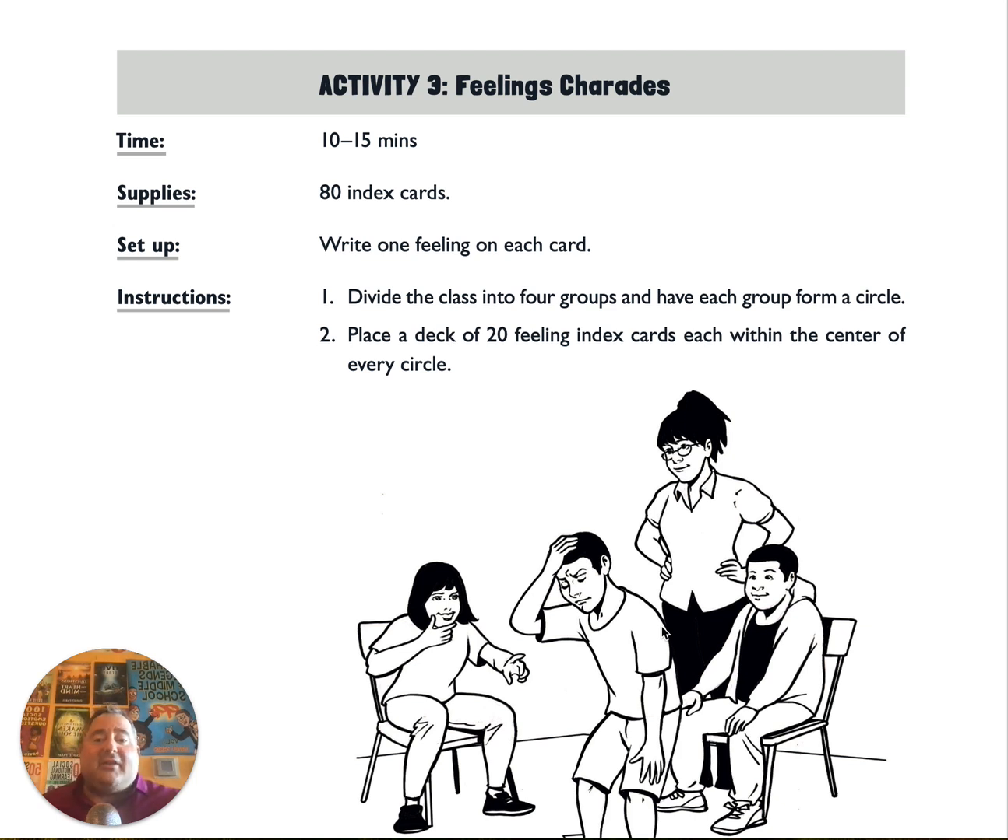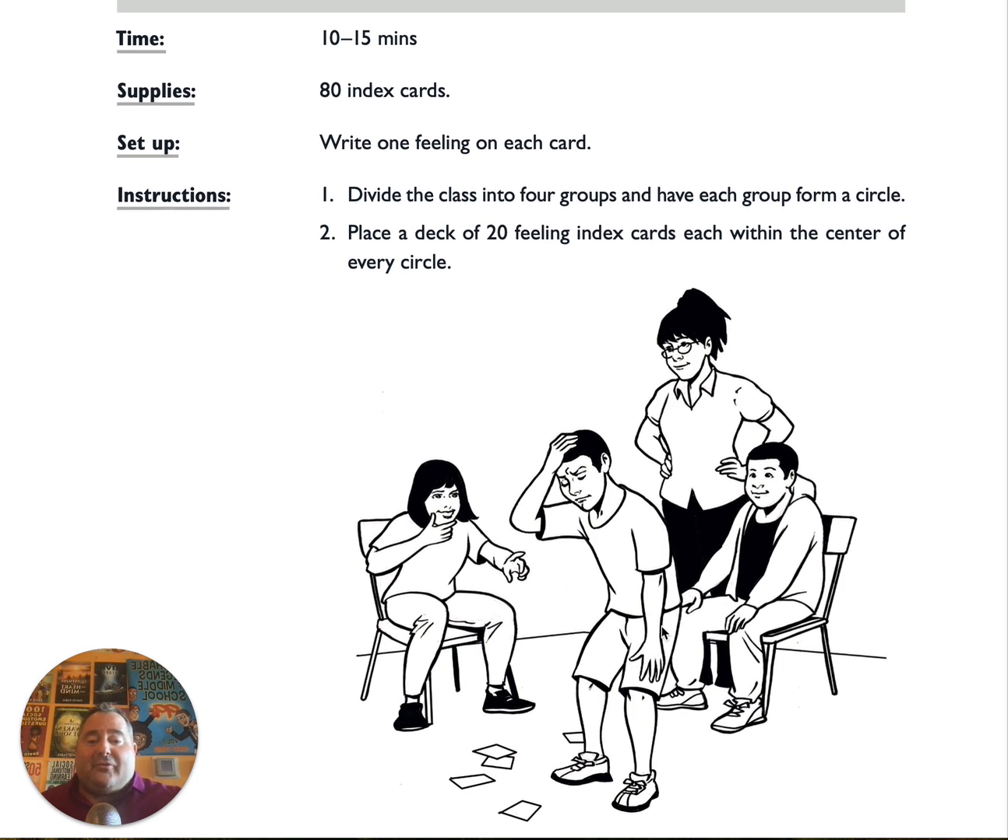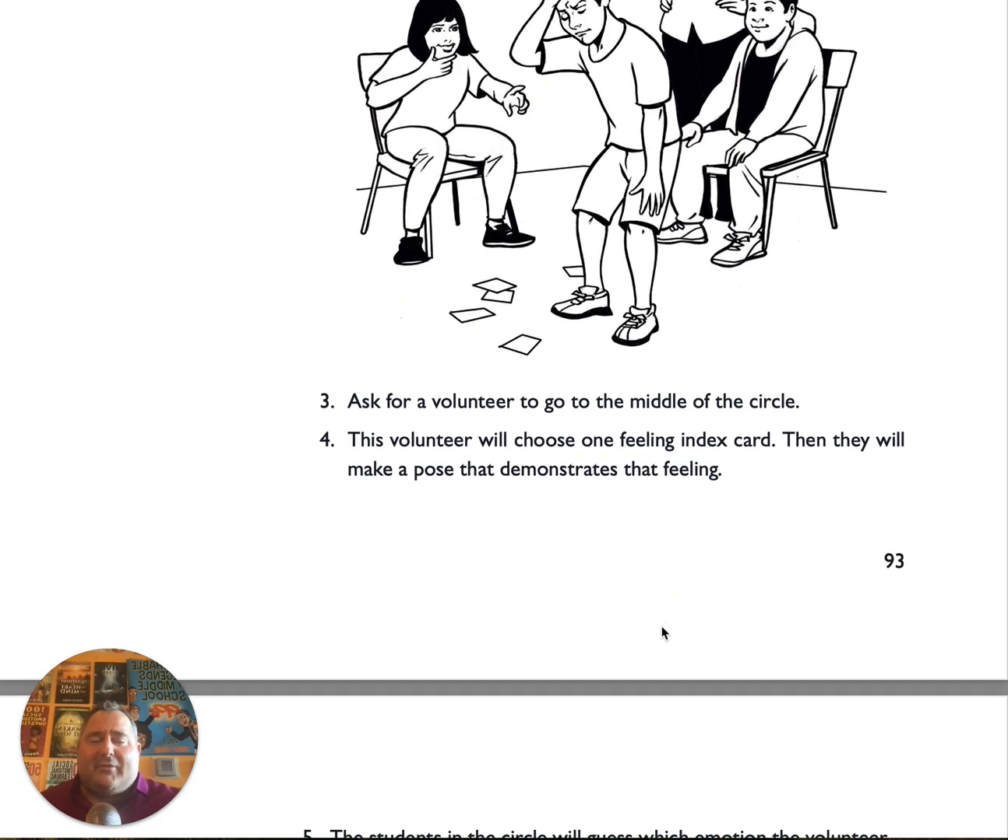And divide the class then into 4 groups and have each group form a circle. You want to clear some space so that within the circle you can put down a deck of 20 feeling index cards in the center of every circle, and of course you want to have the feeling words face up so that people can see what those words are. And here you see what that might look like. They could be sitting down, they could be standing, it doesn't matter too much about that. I usually have the students stand.